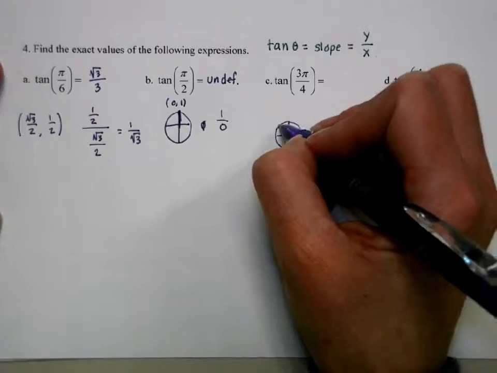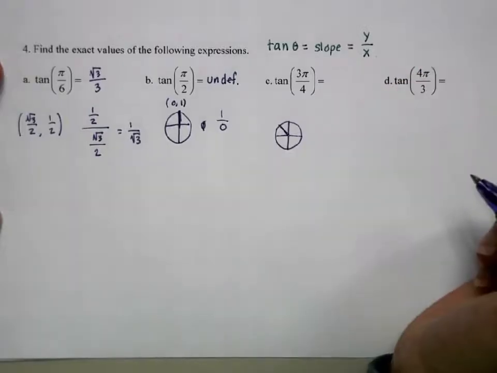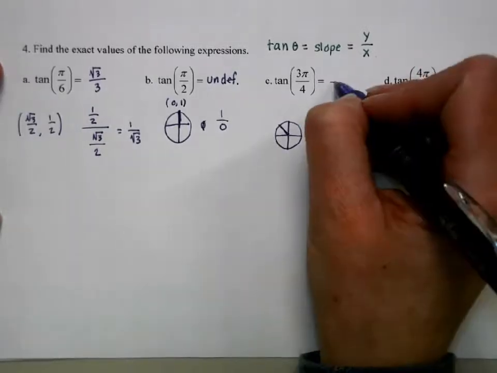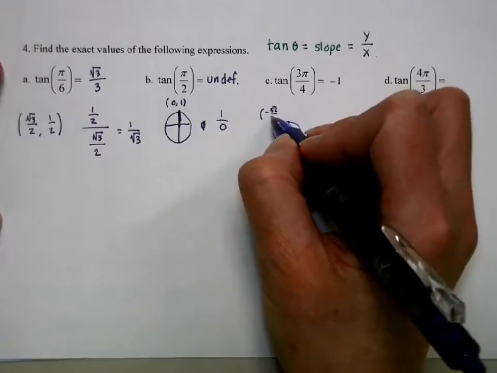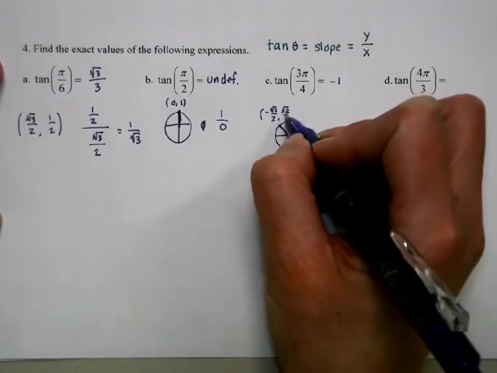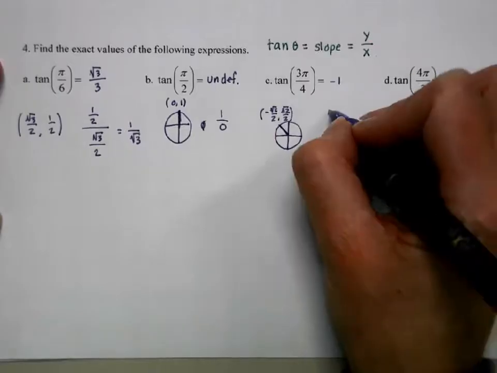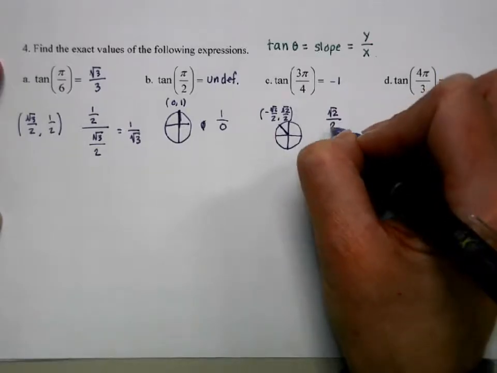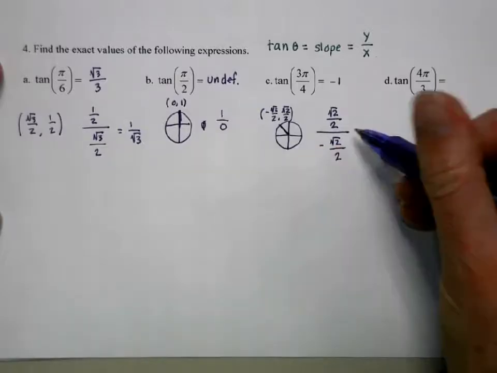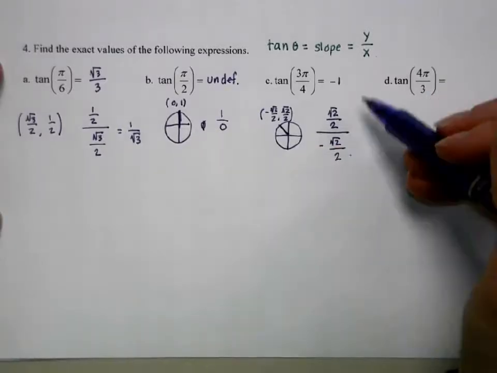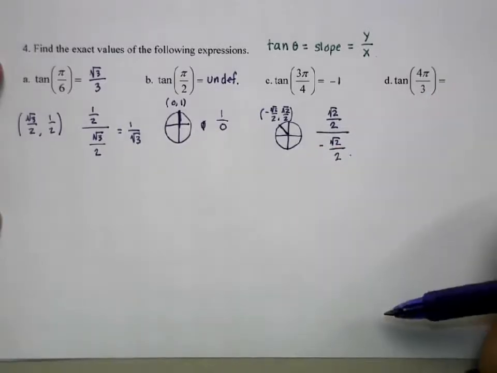So either way, 3 pi over 4. Graphically, 3 pi over 4 is here, so we can see that it has a slope of negative 1. The coordinates there are negative root 2 over 2, root 2 over 2. So if I do that calculation of the y value over the x value, we have the same thing, they're just opposite in sign, so we're going to get negative 1 that way as well.